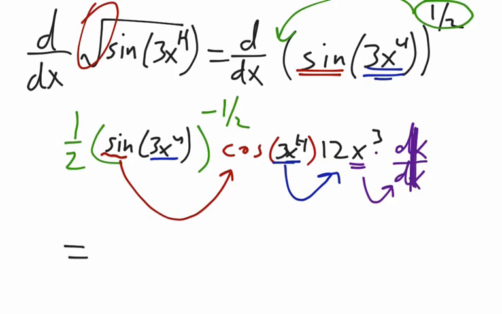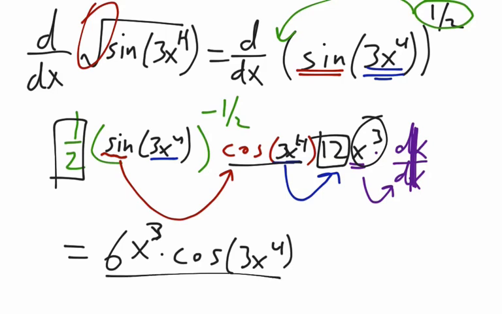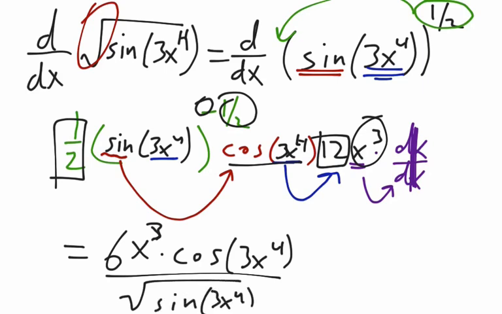So let's combine all the constants. We have a 1/2 times 12, which is 6. Let's see, we have a cosine of 3x to the 4th, and we have an x cubed. There we go. We have a cosine of 3x to the 4th on top. And on the bottom, because it's a negative exponent and it's a 1/2, we'll have a square root of sine of 3x to the fourth.